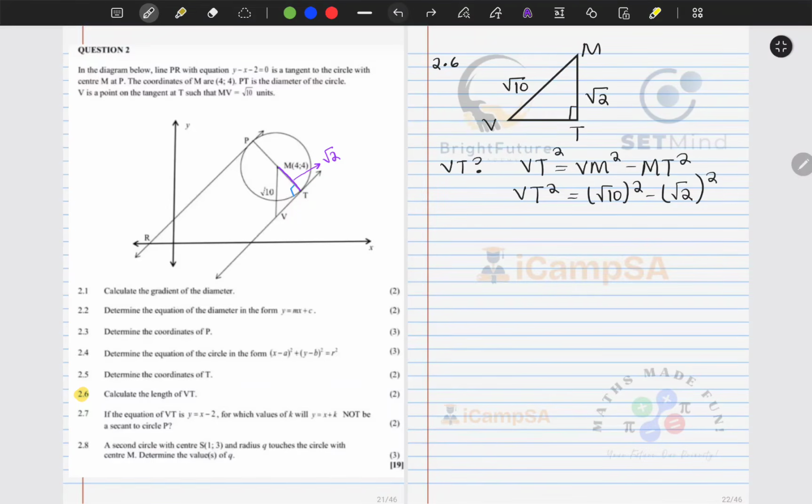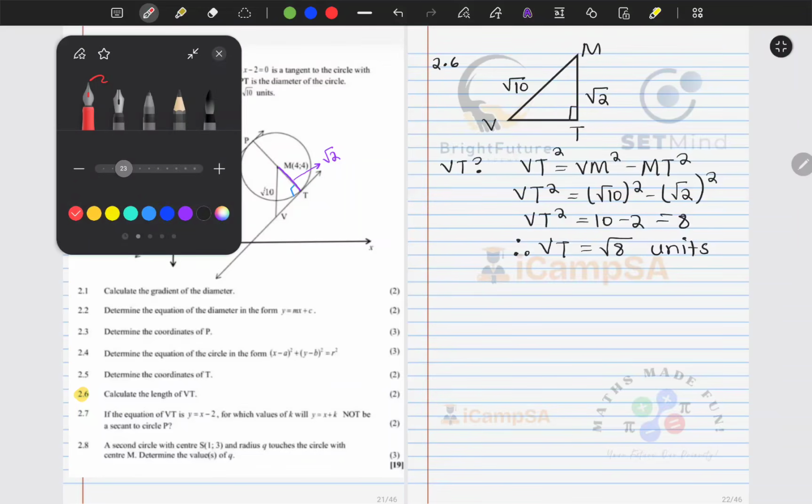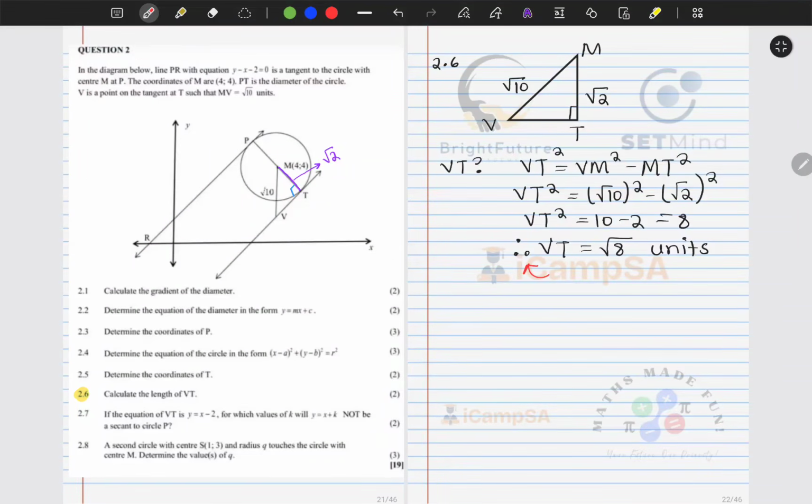So our VT squared becomes 10 minus 2, which becomes 8, which means our VT will just be square root of 8. So it will be square root of 8 units. Okay. And this for 2.6 becomes our answer.